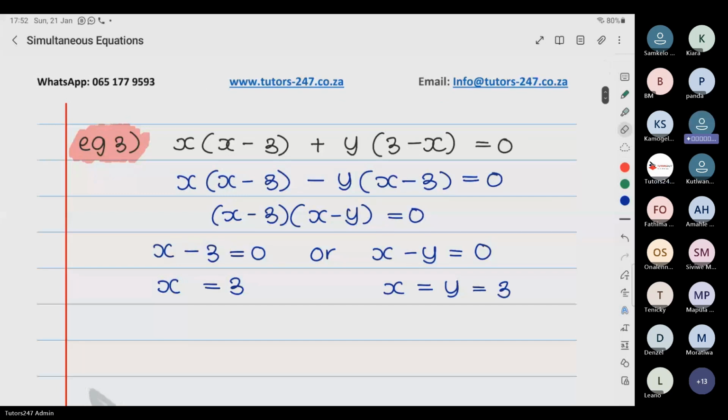Sir, may you please explain the final answer? Like, why is it x equals y equals 3?